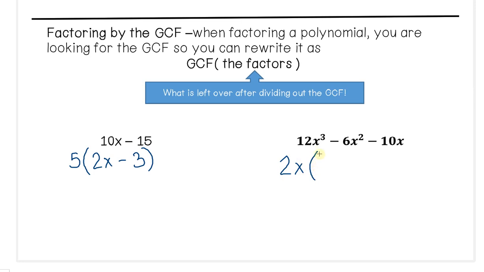Then we are going to divide it. 12 divided by 2 is 6. X to the third divided by x, we have 3 and we take 1 out, so we get x squared. Negative 6 divided by 2 is negative 3. We have x squared divided by x. We're left with just x. Negative 10 divided by 2 is negative 5. X divided by x, we don't have any left.